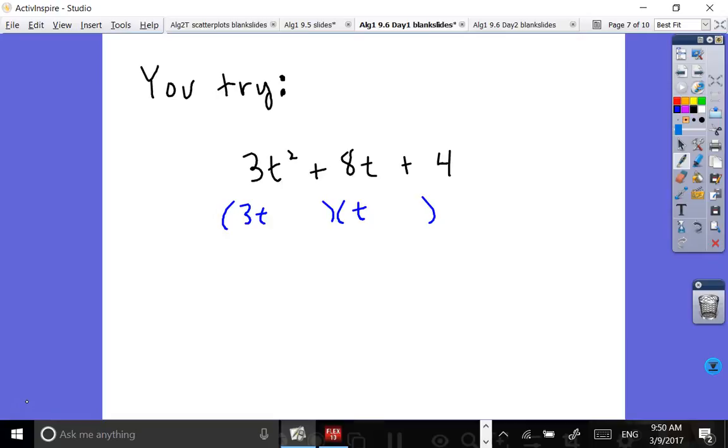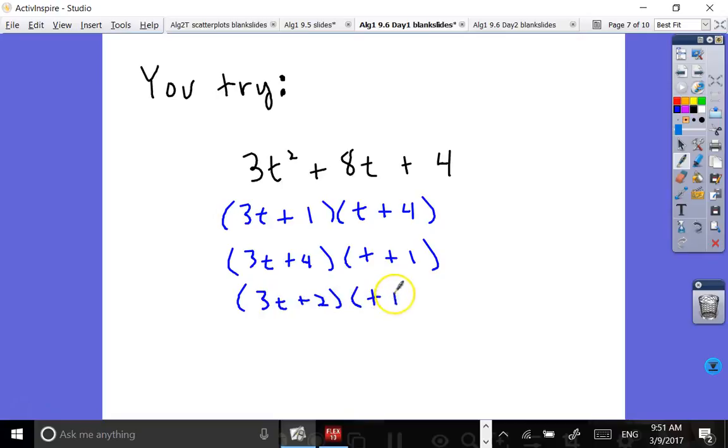Because these are both positive, we can say that for sure. Okay, so we need to check these possibilities. It could be 3t plus 1 times t plus 4, or it could be 3t plus 4 times t plus 1, or it could be 3t plus 2 times t plus 2. Any one of those would give you the right last term. Which one gives you the right middle term?